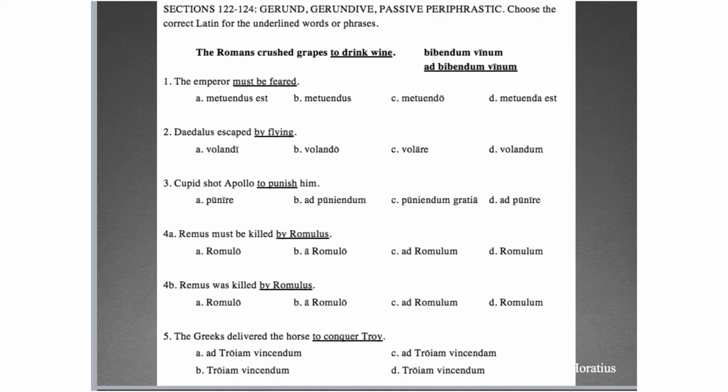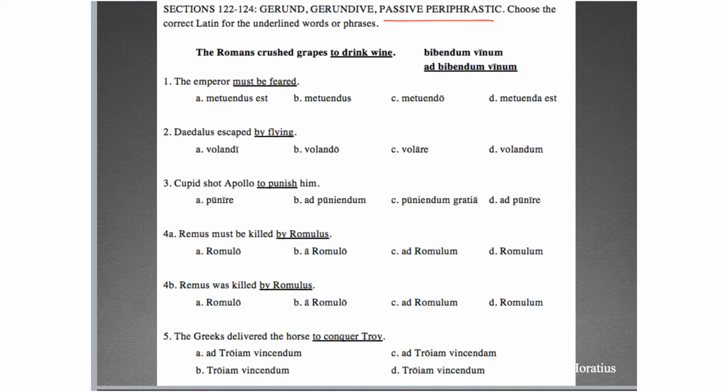All right, so let's take a look. So this must be feared, all right? This is what's called the passive periphrastic. You don't necessarily need to know that term, but it's useful if you hear it otherwise. And it's basically the future passive participle plus a form of the verb to be.